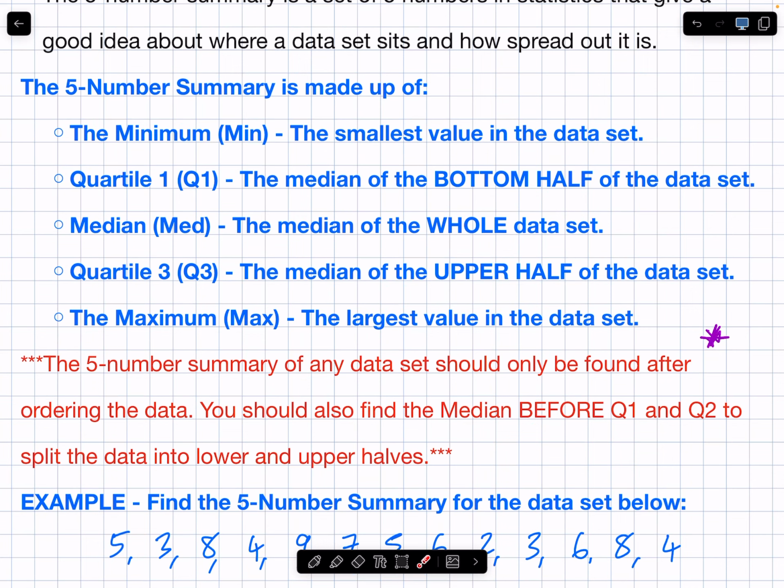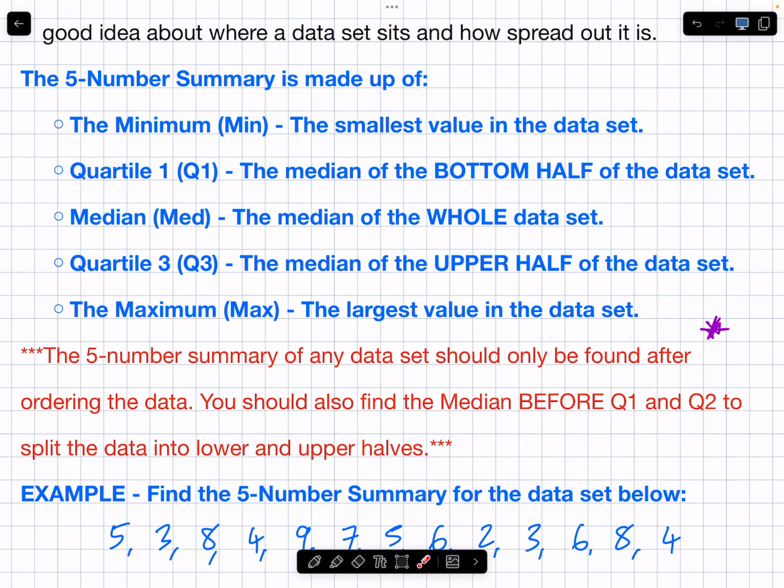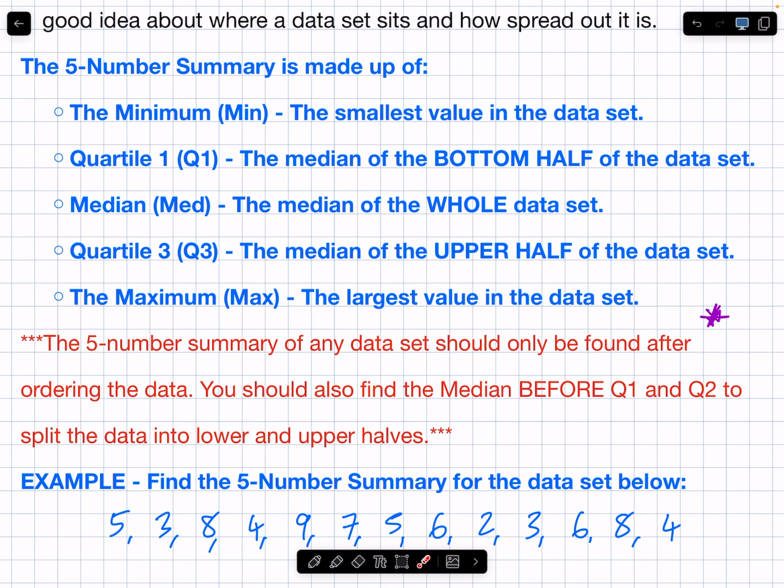If you are done with those 5 points, please have a read of that thing in red. The 5-number summary, you should only find it after you put the data in order. Why? Because I need the data in order to find the median anyway. And then I need the median to split my data into a bottom and a top half. So literally when you're being asked to find the 5-number summary of something, put the data in order. Remember, you get a cheat sheet for your test upcoming on this topic. Statistics, one-sided, A4 handwritten.